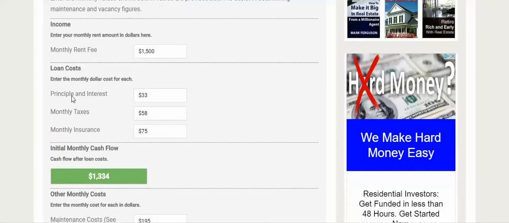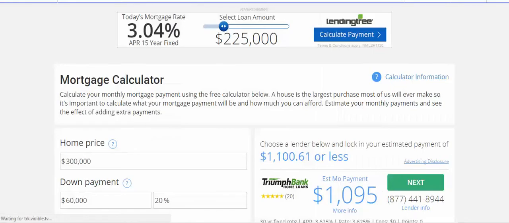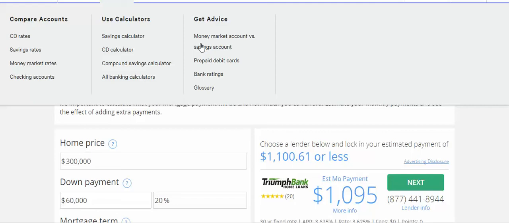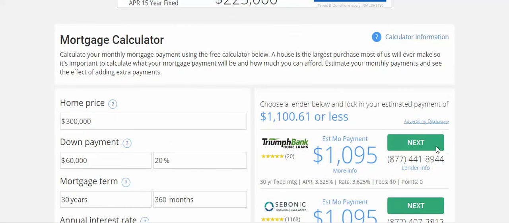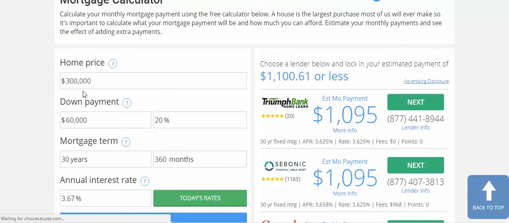Loan costs. So now we need to figure out what kind of loan we're getting. This is where I would go to bankrate.com. I just searched for mortgage calculator and clicked on their mortgage calculator. That took me right here.